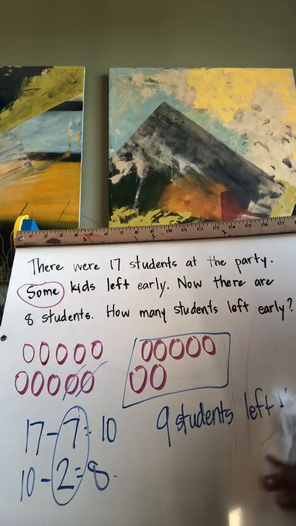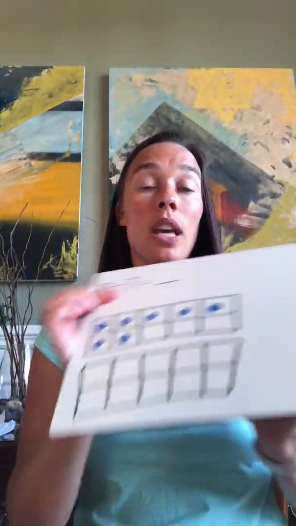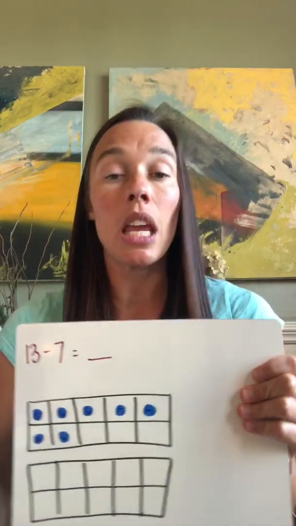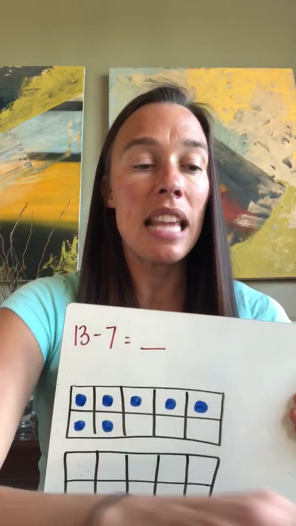Now, let's go ahead and get started. Remember, I told you today is the very last day that we're going to make 10 to subtract, and then we're going to move on to something different next week. So we're going to go through the 3 different ways that we've learned. So the first one, here's your problem, 13 minus 7. So I want you to think, okay, 13 minus 7.